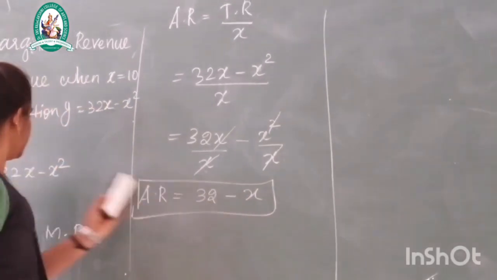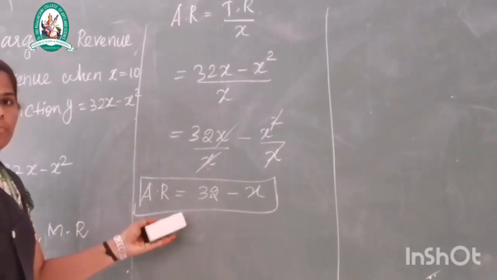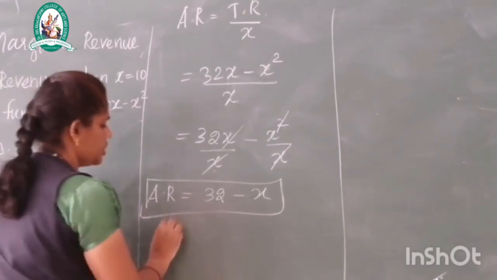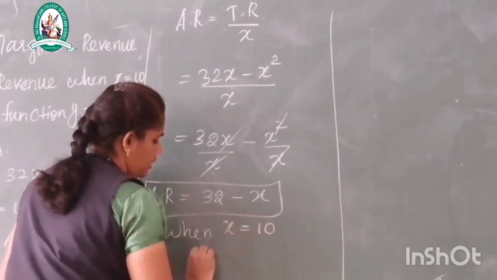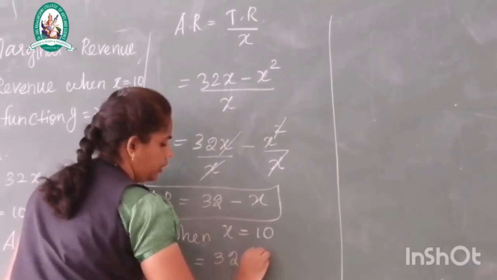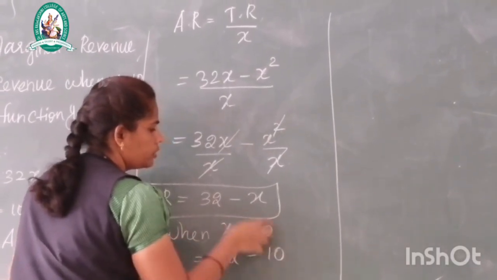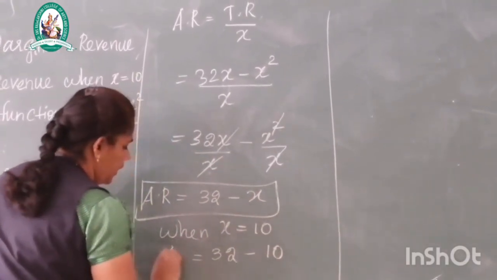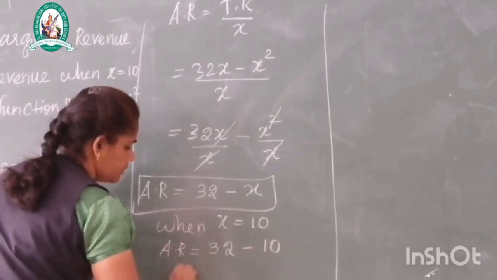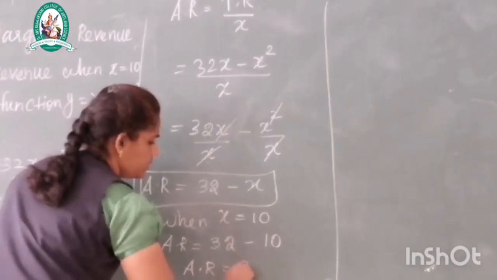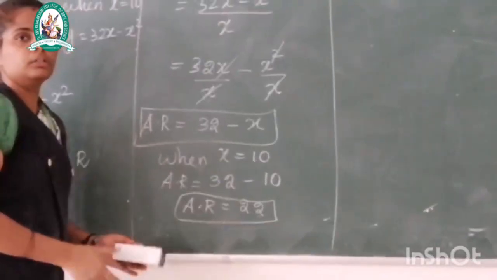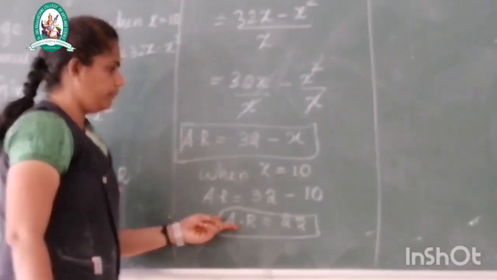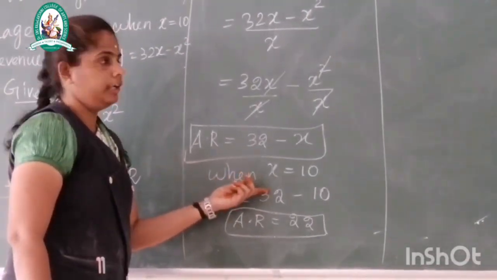While substituting the value of x is equal to 10, we will get the value of average revenue. Then x equal to 10, 32 minus 10. Instead of x, I am going to substitute 10. So my average revenue is 32 minus 10 is 22. This is how we have to calculate the average revenue whenever the cost differs.